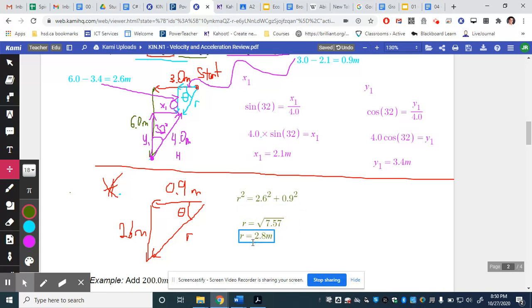And it's very tempting to quit once you've got r, but you're not done. We need theta. And the way that we get theta is, well, what do we know here? We know the adjacent side and we know the opposite side. So we're going to use tan. And this is often how it's going to go.